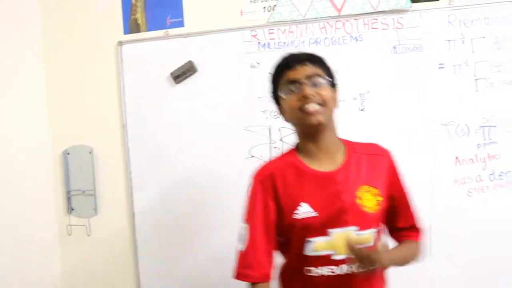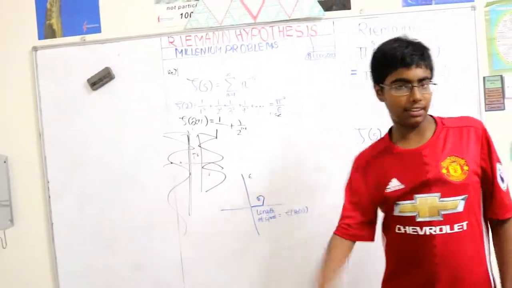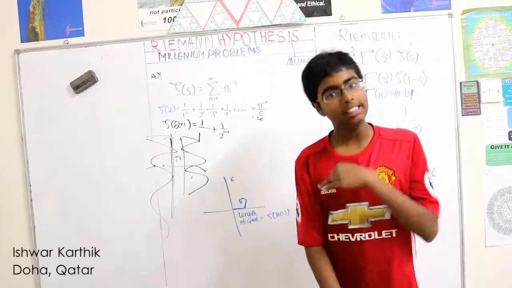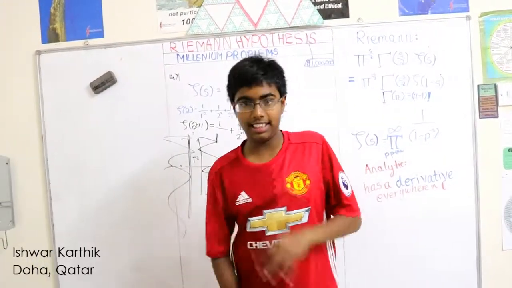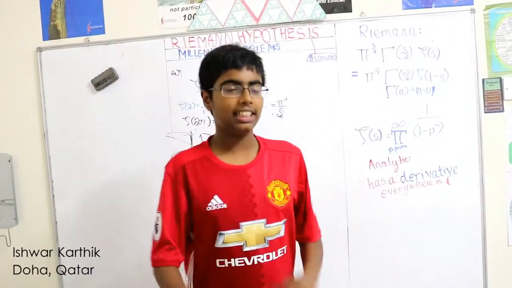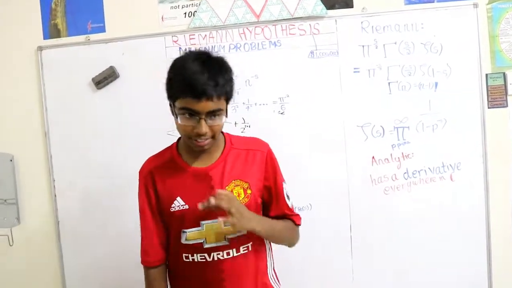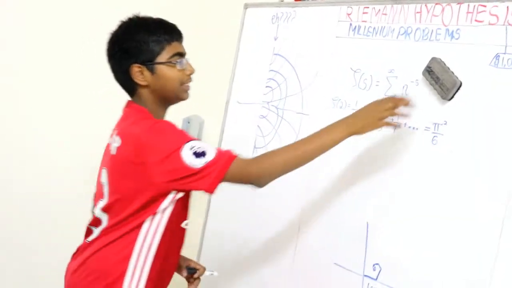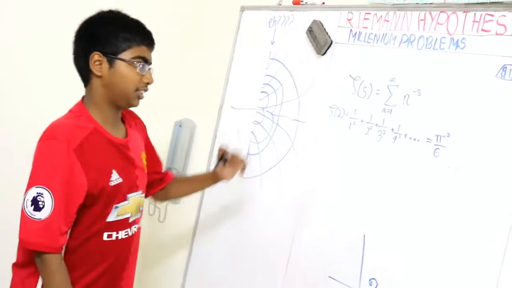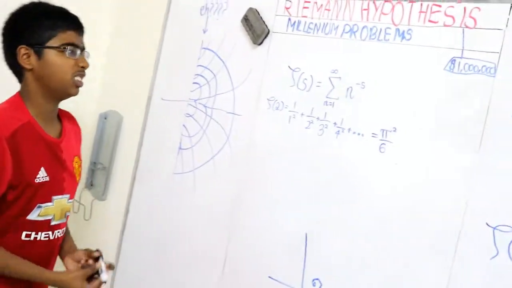Hi, I'm Ishwar. I'm here to talk to you about the Riemann hypothesis, which is a millennium problem. If you solve it, you will be a millionaire. You will get $1 million, and it's probably one of the hardest ways to earn $1 million that I know of. So, pretty much, it all revolves around a function called the Riemann zeta function.